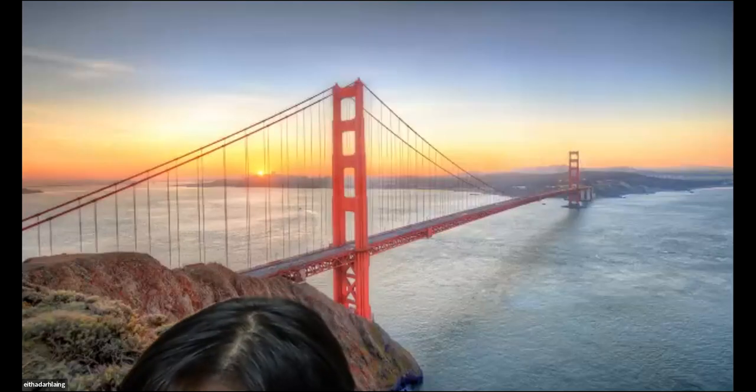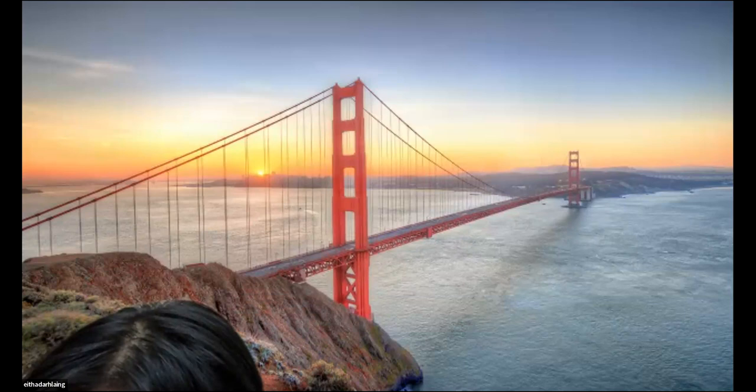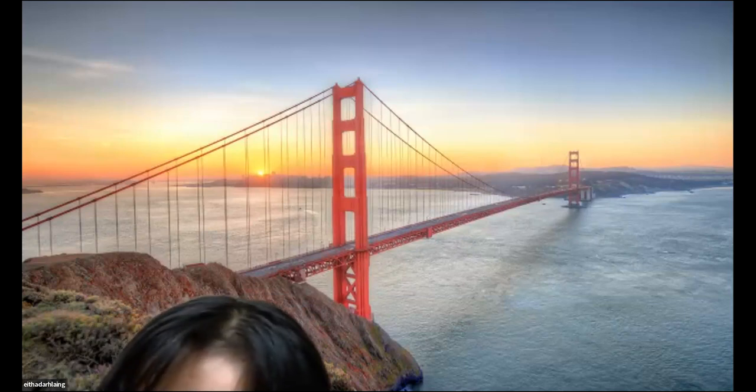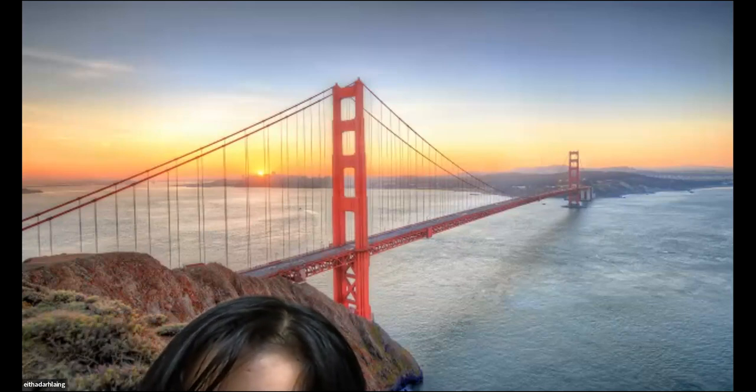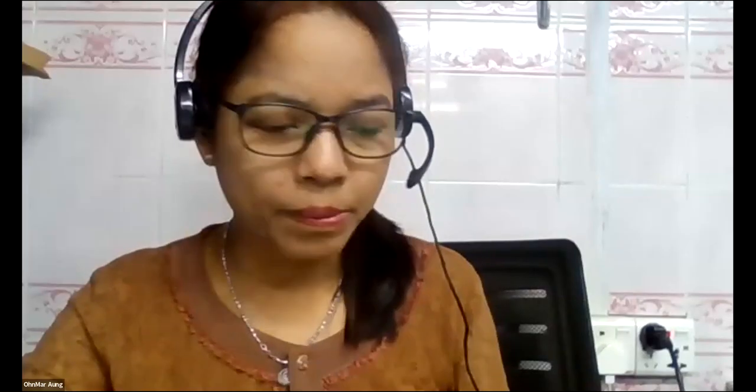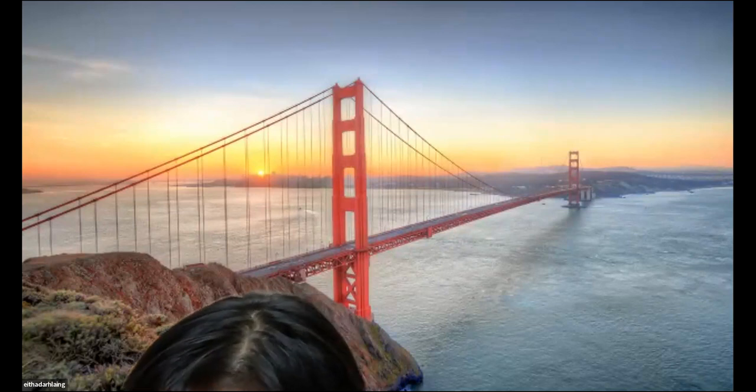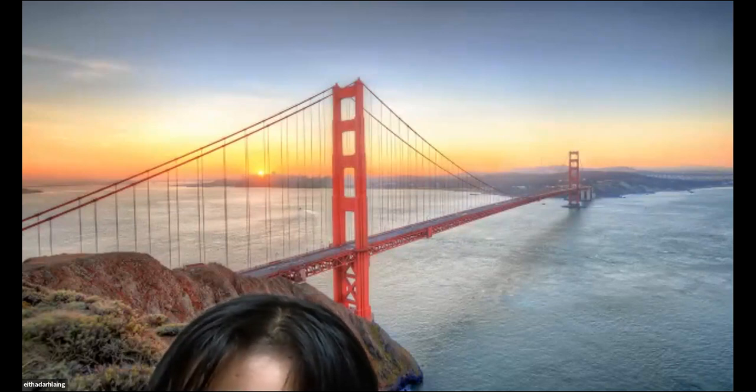Over which river is Tower Bridge? What is it? Number three. Are you doing number three? Yes. Can you repeat? Over which river is Tower Bridge? Oh yeah, okay, correct. Number four.